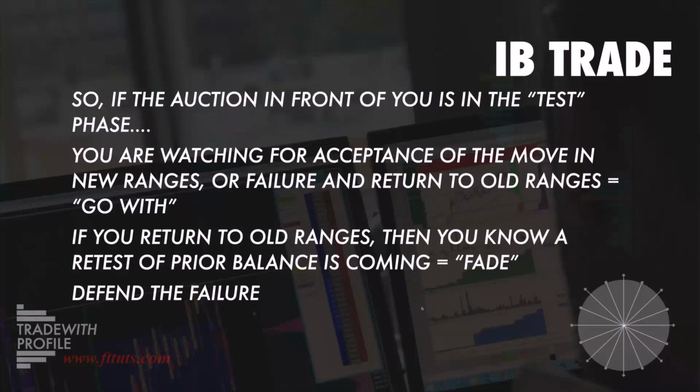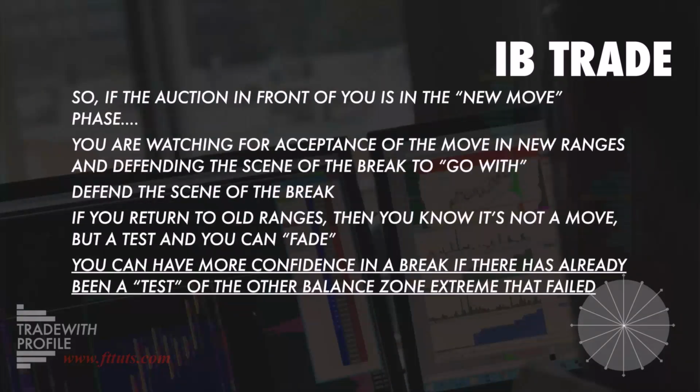And then if the auction in front of you is in the test phase, you're watching for acceptance of that new move, because you're like, well, it could be a new move that I could go with. Can they hold? And if it returns back, then I know that that's a test. So if I return to those old ranges, then I know that that's something that I can fade and defend the failure. And then if it's a new move, then I'm watching for that acceptance. We're going to get it and I can go with it. I'm going to defend the seam of the break. If I return to old ranges, then it's not a move, but a test, and you can fade.